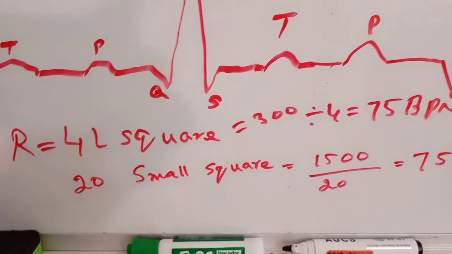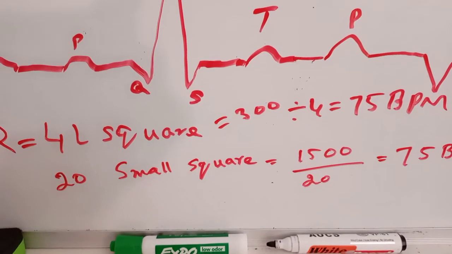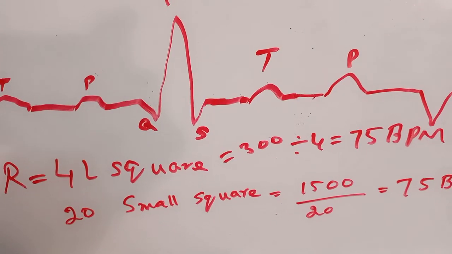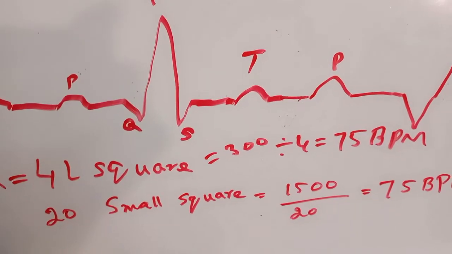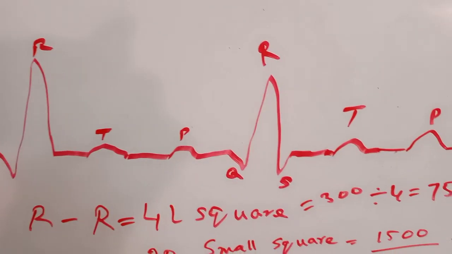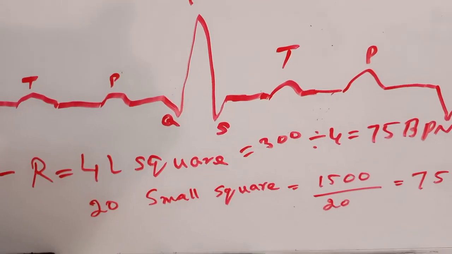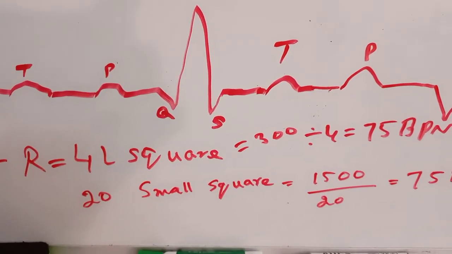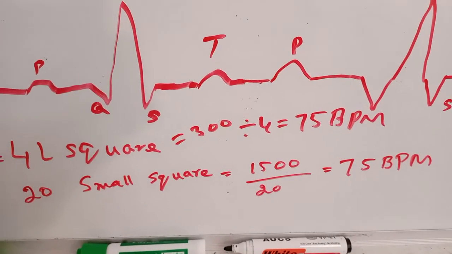And the second formula is the 1500 formula. If we want to use the 1500 formula, then we have to count the number of small squares between R to R. For 300 we count large squares. For 1500 we count the number of small squares between R to R. And suppose they are 20, because the large squares were 4 and every large square has 5 small squares horizontally and vertically. So there will be 20 small squares. So divide 1500 by 20, it will be again 75.